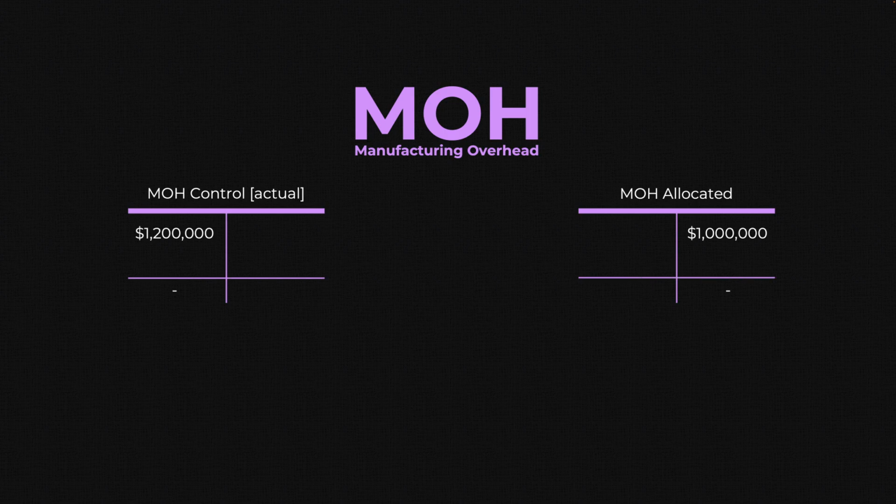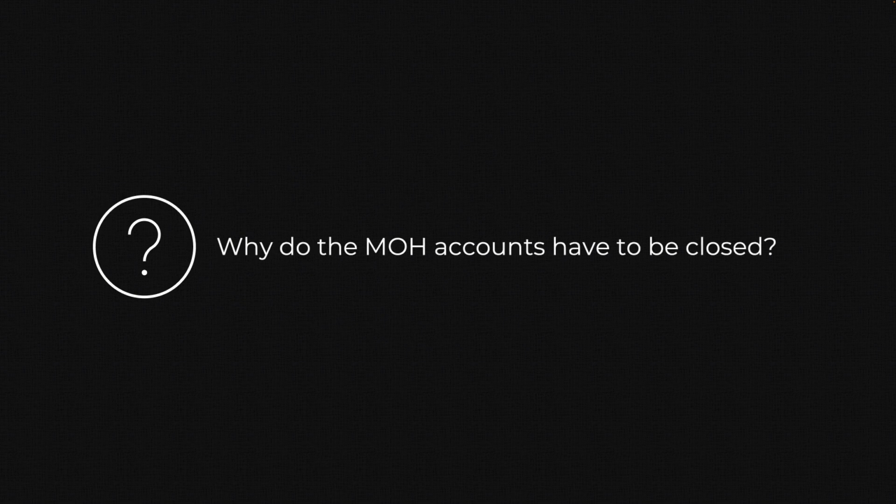That will be done via an adjusting journal entry. And you might be saying, what? Well, why? Why do the MOH accounts have to be closed at all? To answer this, it might be best to go back and think about the entire flow of inventory.